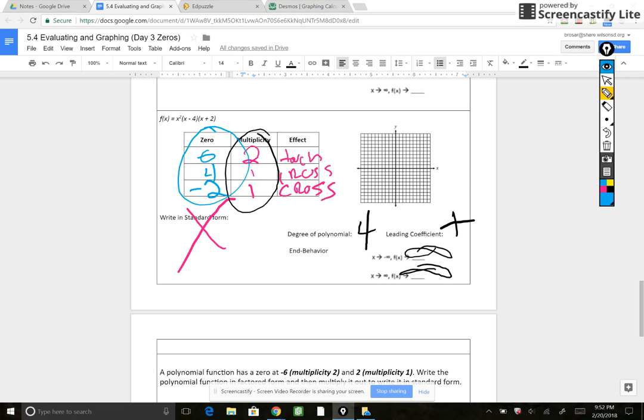I'm going to graph my zeros. So 0, -2, and 4. So starting left, I'm going up. So I start up. At -2, I cross. Oops, I'm sorry, my pen's off. So I'm up. At -2, I cross. At 0, I touch. And then at 4, I cross.